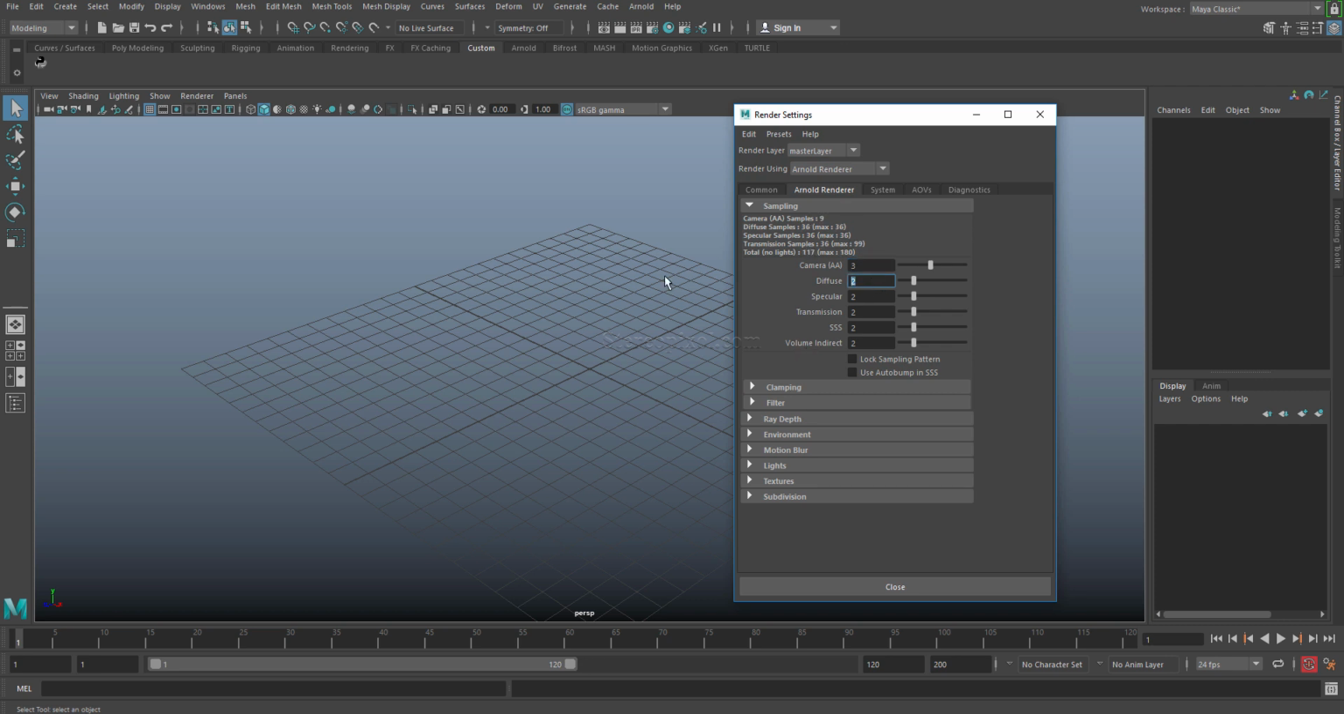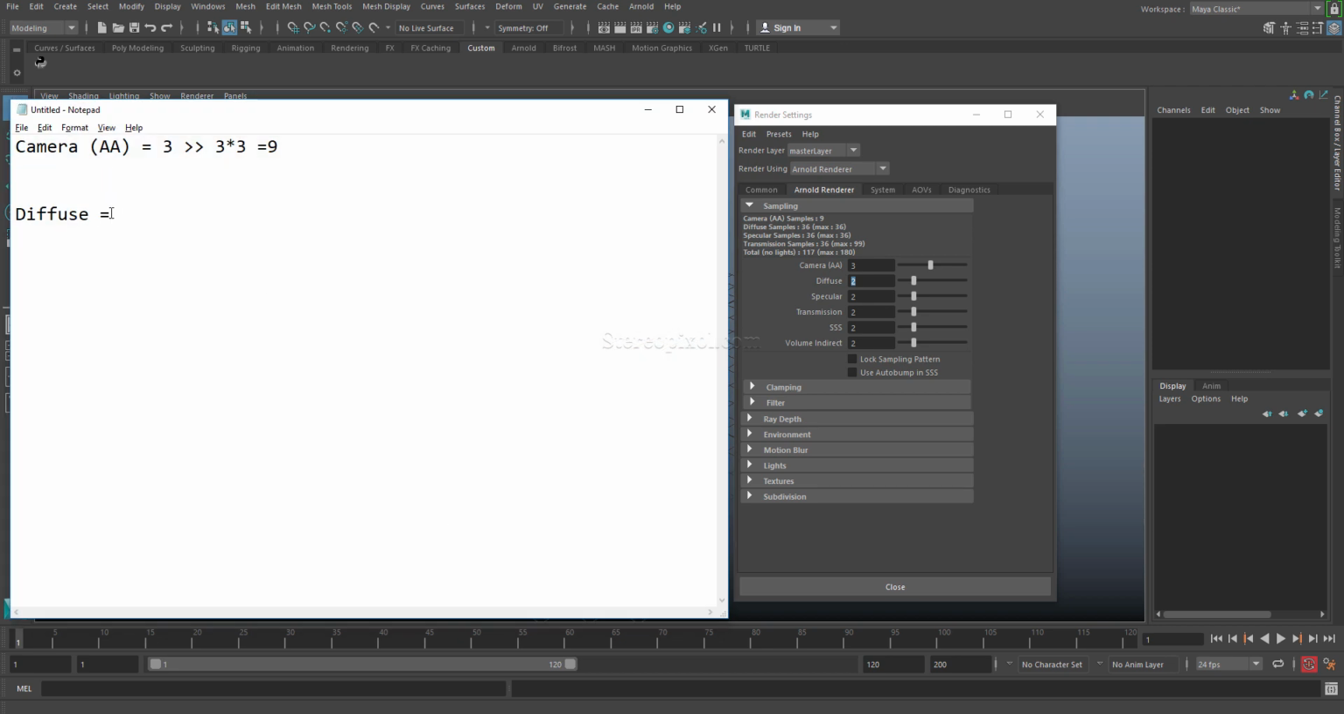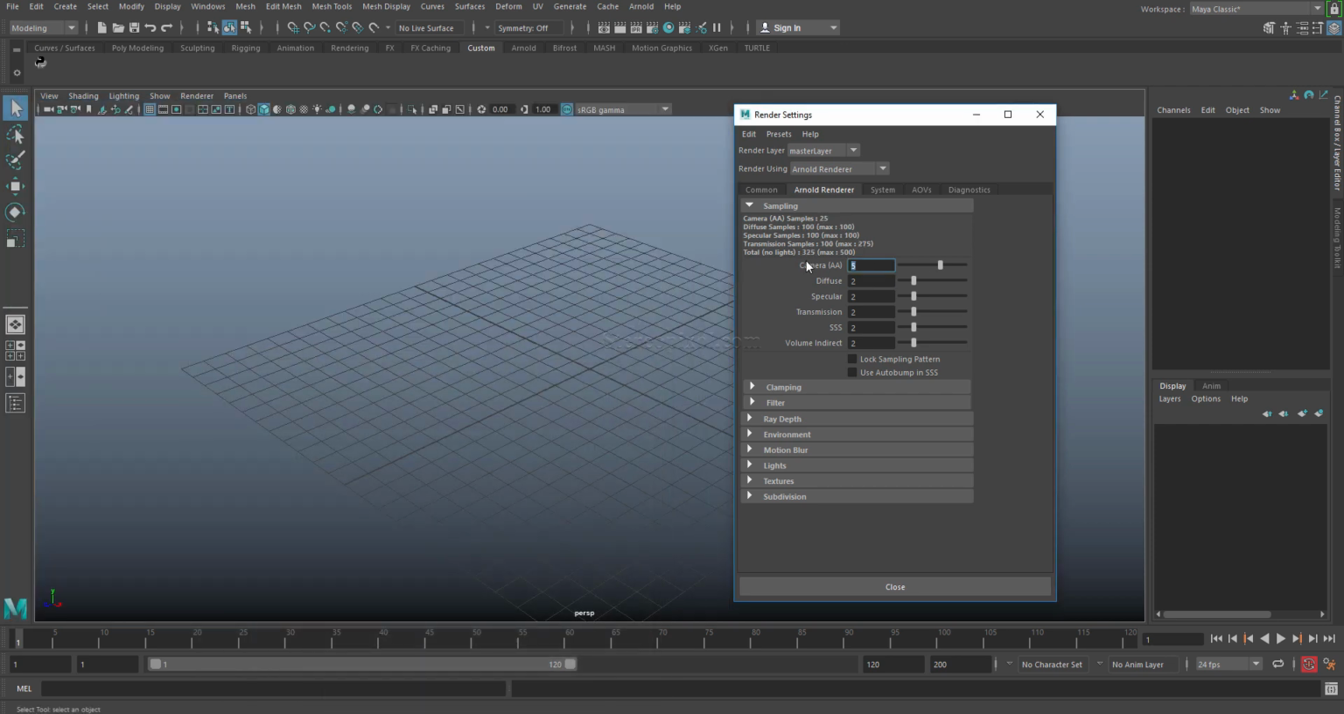Let's take this one. Diffuse, if I'm squaring it up, becomes 4. So here if I say diffuse is 2, which is 2 into 2, it will become 4. Now you'll understand this is 9 and this one is 4. So the total number will be 4 into 9, which is 36, which is the number of samples you can see over here. So now if I increase this to 5, camera will become 25, 2 into 2 is 4, 4 into 25 is 100. It's very simple mathematics that is happening.